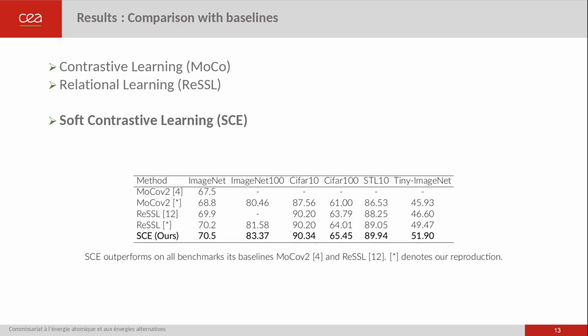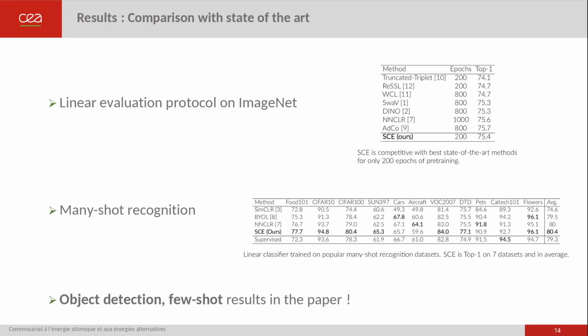In our experiments, we compared our training objective with standard contrastive and relational learning and showed that our proposed soft contrastive approach outperforms both settings. We also showed that we reach state-of-the-art results, but for fewer pretraining epochs than other approaches, and that our representation can generalize to various downstream tasks.